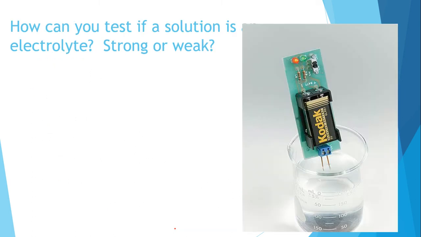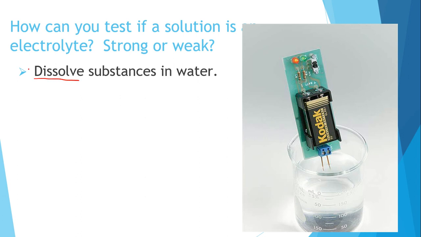Now you're going to test if a solution has electrolytic properties and if it's strong or weak in lab. So in lab, you're going to use a conductivity meter. This is the conductivity meter we get through Flinn Scientific. The way you test if something is an electrolyte is first you have to make sure that the substances are dissolved in water. If they are not dissolved, they're not going to test as an electrolyte. So keyword has to be dissolved.